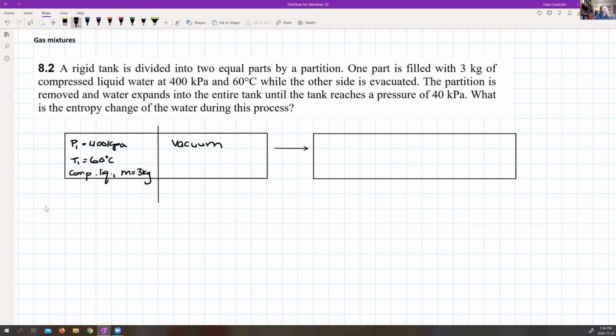The partition is removed and the water expands into the entire tank until the tank reaches a pressure of 40 kPa. So I know that after we have a P2 of 40 kPa. What is the entropy change in the water? So we're asked to find delta S is equal to what? And we also know, because the tank is split in 2, that V2 is going to be equal to 2 times V1. Because when they mean evacuated, they're talking about vacuum. So there's nothing in this half of the tank.